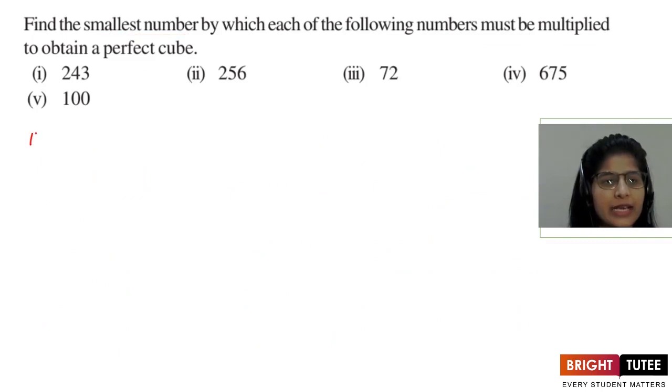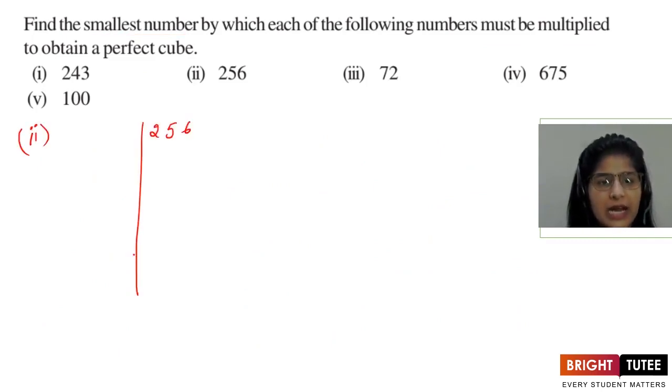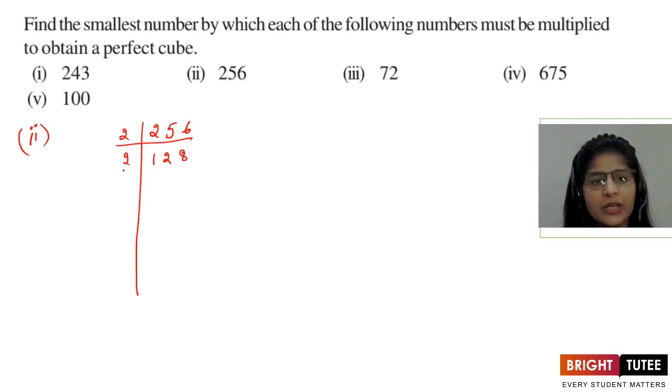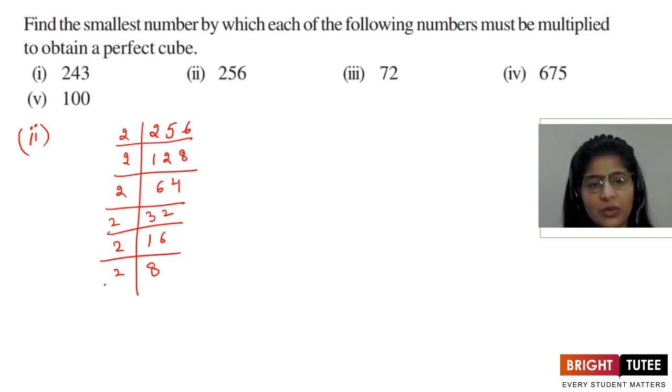In the second part we are given 256. Let's start prime factorizing it. 2 1s are 2, 2 2s are 4, 2 8s are 16. Then 2 6s are 12, 2 4s are 8. Then 2 3s are 6, 2 2s are 4. Again with 2 we'll get 16. Again with 2 we get 8. With 2 we get 4. We get again 2. And the last one is 2 1s are 2.